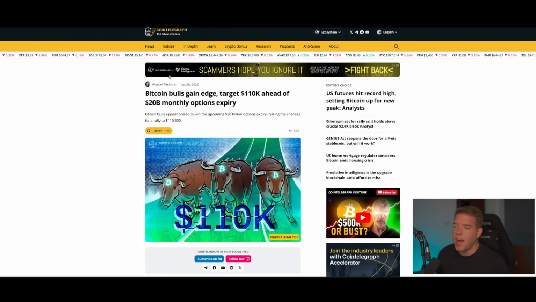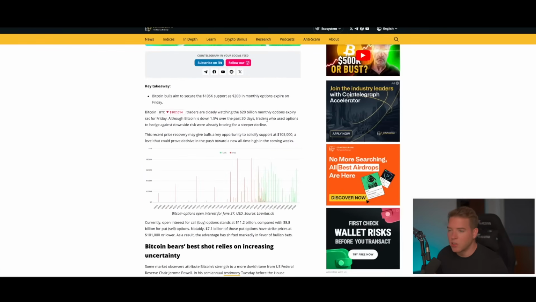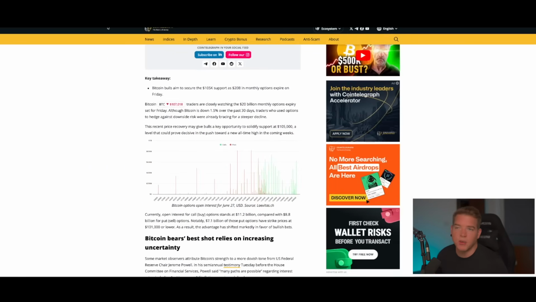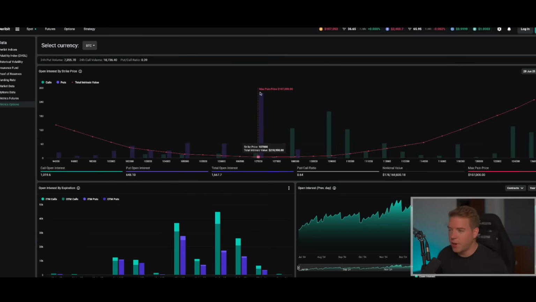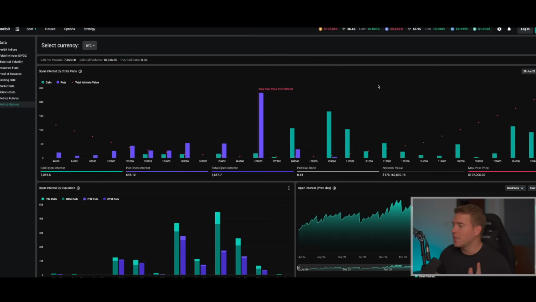Why is that? Because we have $20 billion in monthly options expiring today. As you can see on Cointelegraph, they wrote an article about this. This is not really so important besides the strike price, which is $107,000, where we have max pain in the market. And it means that most of the call options for bears would get liquidated when we stay above $107,000 today. And as far as I know, these options expire at 4 p.m. UTC time, so that is pretty soon. In a couple of hours, they're going to expire.